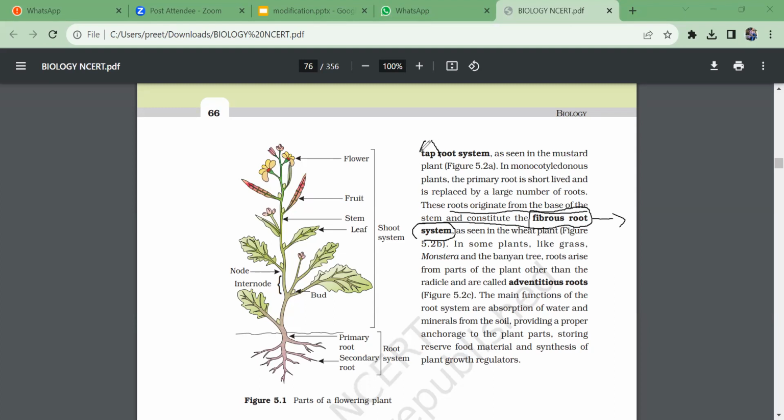This is developed from radical. I'll write over here. Developed from radical. This is not developed from radical. समझ में आया? Okay, this is not developed from radical. अभी देखो, हाँ, yeah. Okay, as seen in wheat plants.